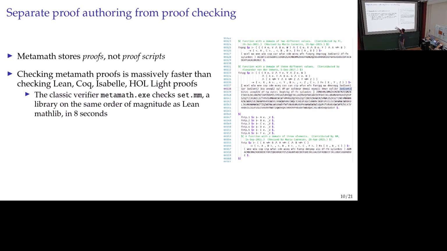So set.mm is a library of a bunch of proofs in ZFC. It is on the same order of magnitude as Mathlib, although Mathlib does keep growing, so I'm not so sure I can keep saying this. But it can be checked in about 8 seconds using the classic verifier, which is much less than the about 1 hour it takes to check Mathlib.